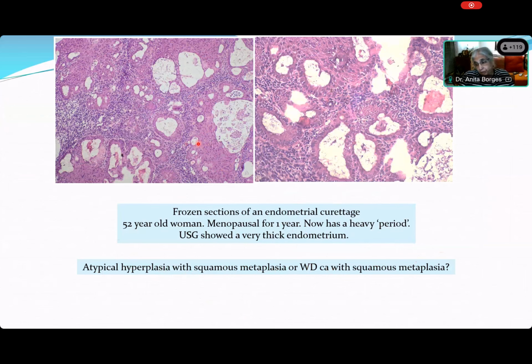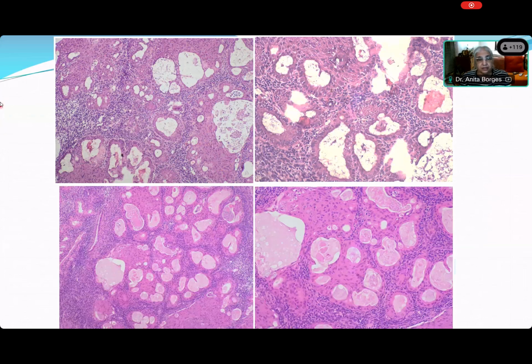And it all depends on whether or not the myometrium has been invaded. Now, in this particular case, they should have done what is called a TCR, that is a trans-cervical resection, in which bits of the myometrium come, and then you would know whether it was invading the myometrium. This is the paraffin section showing you the squamous metaplasia very well. This patient actually had a well-differentiated carcinoma of the endometrium because it was invading the myometrium superficially. So it can be very difficult on a frozen section to say if you do not get the myometrium.